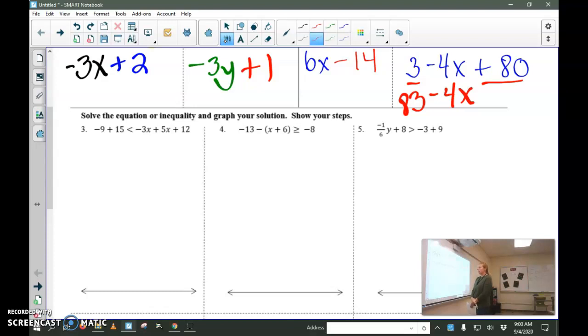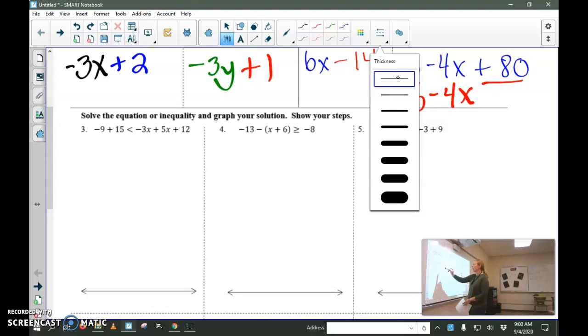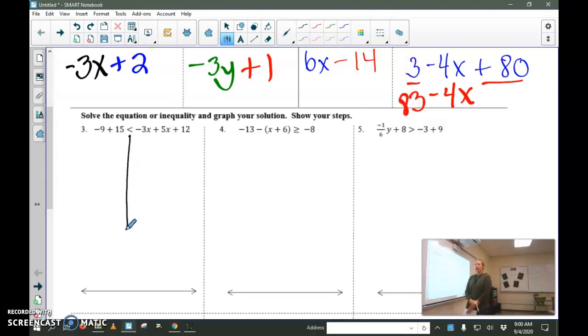Okay, so solve the equation or inequality and graph your solution. Show your steps. The first thing I like to do personally is draw in a dividing line at my inequality symbol to remind me that I'm working with 2 different sides of that inequality symbol.